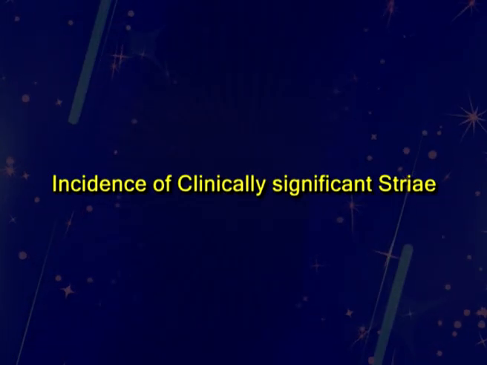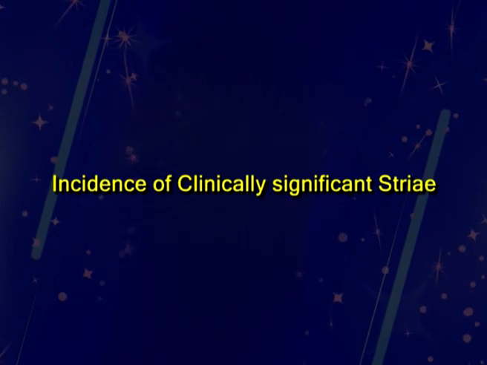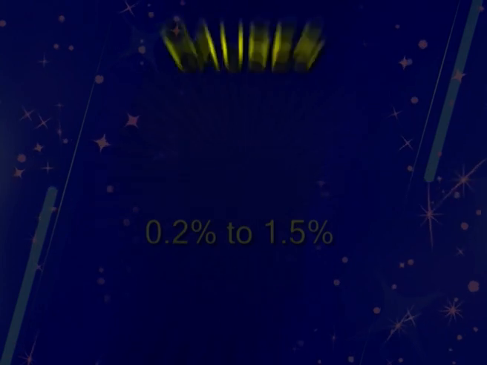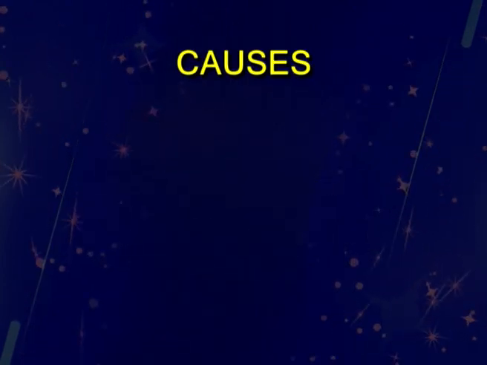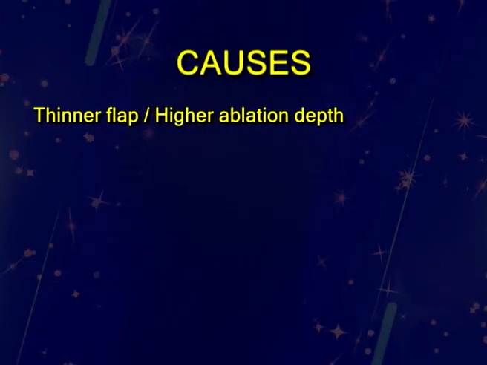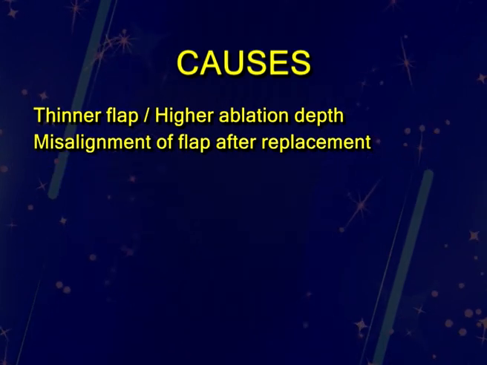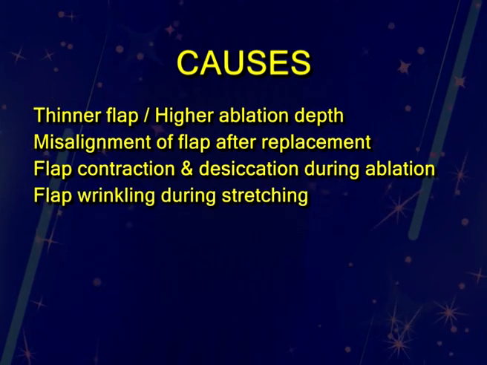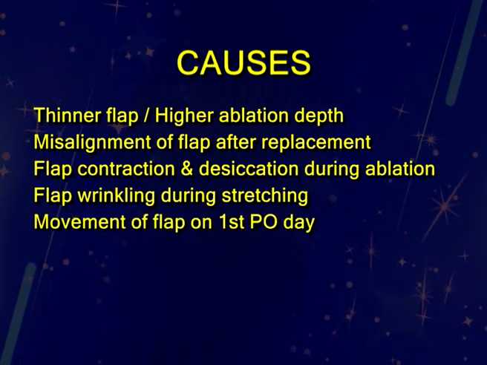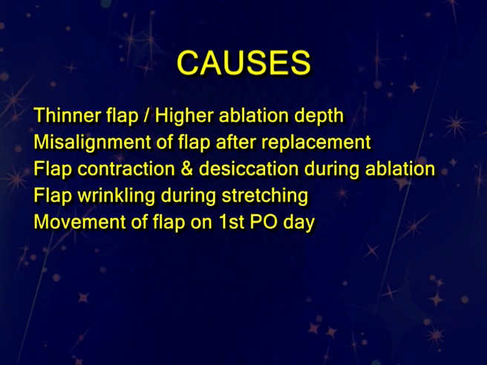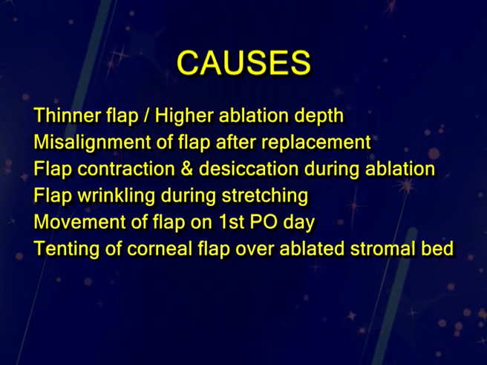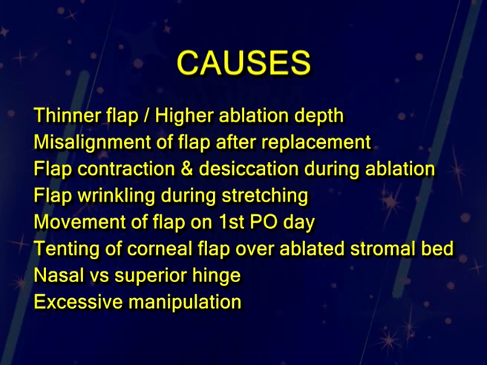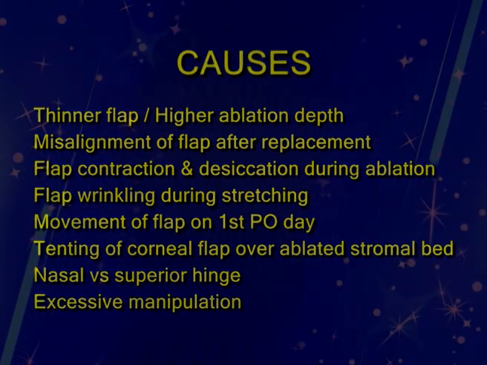The incidence of clinically significant striae requiring treatment is between 0.2 to 1.5%. The common causes of striae are thinner flaps, higher ablation depth, misalignment of the flap after replacement, flap contraction and desiccation during ablation, flap wrinkling during stretching, movement of the flap on the first post-op day, tenting of the corneal flap over an ablated stromal bed, a nasal versus a superior hinge, and excessive manipulation of the flap.